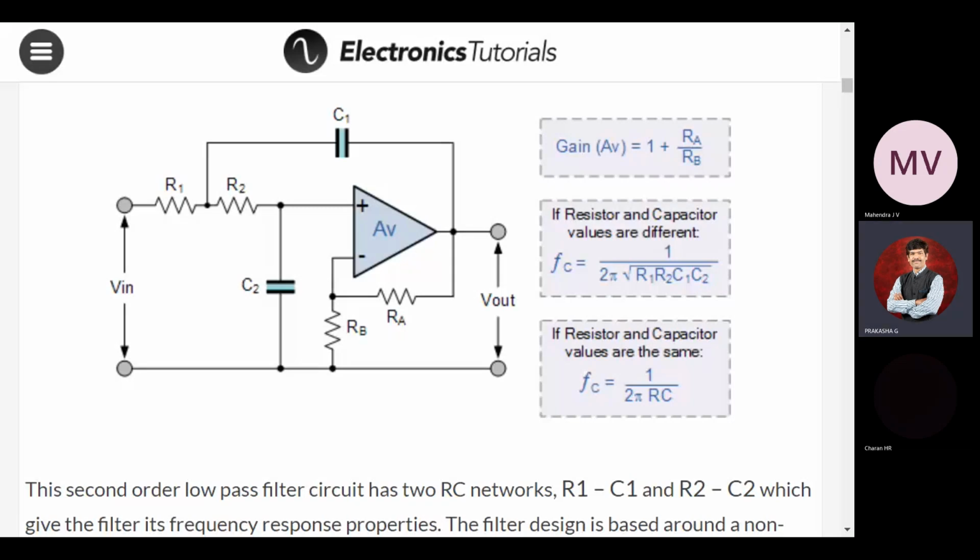Can you give me a simple example where variable resistors are going to be used? In our daily life, we are using that one. In our daily life, we are using variable resistor. Yes.